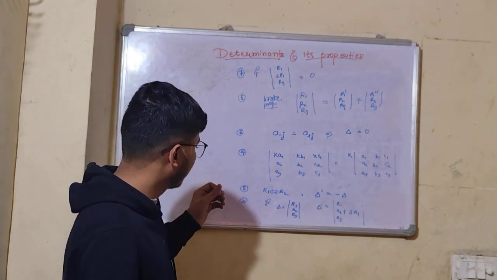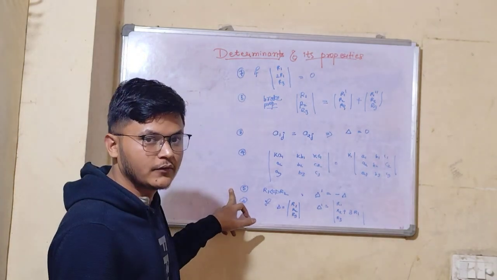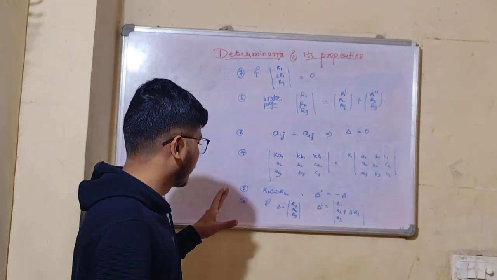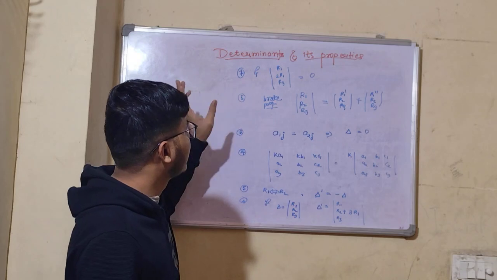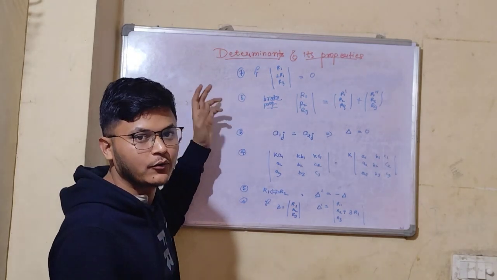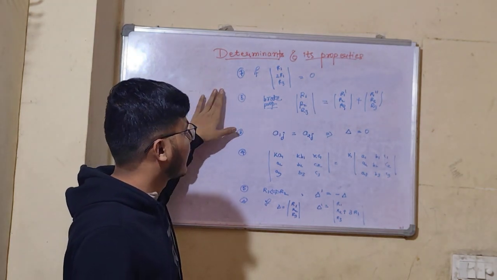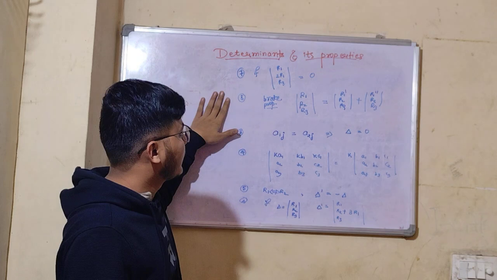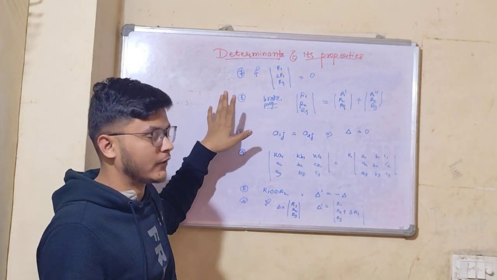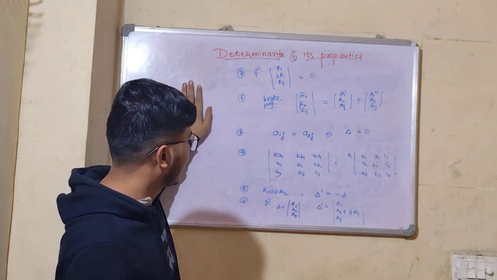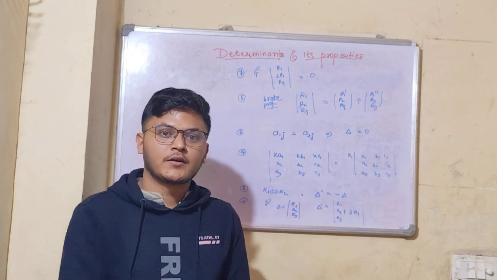The next one is, if we interchange two rows, then the value of the determinant will become negative. Also, if any row is a multiple of another row or any column is a multiple of another column, then the value of the determinant will be 0. And the last property is that we can break a determinant into two different determinants of the same order. Hope you have cleared all of these terminologies I have used today. Thank you.